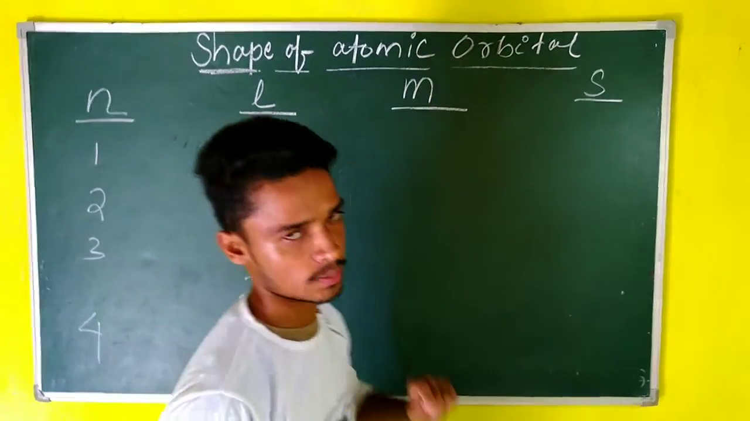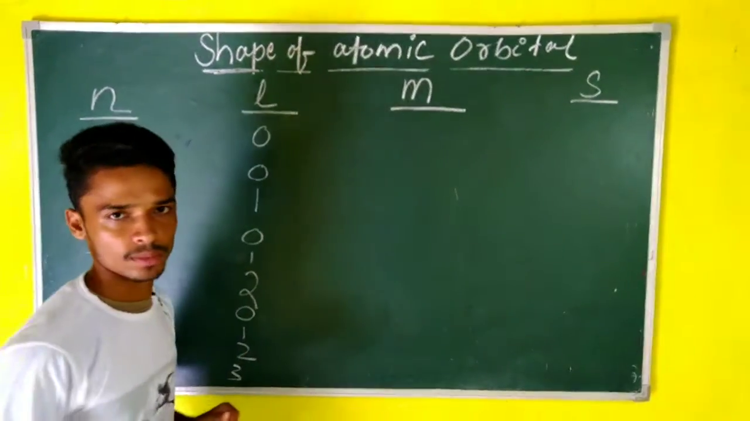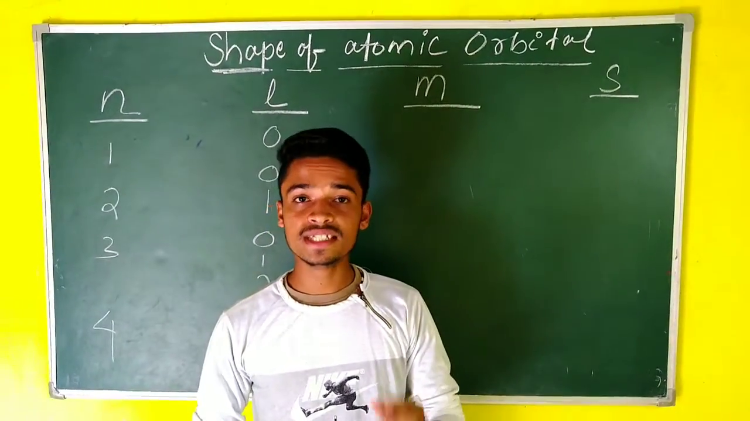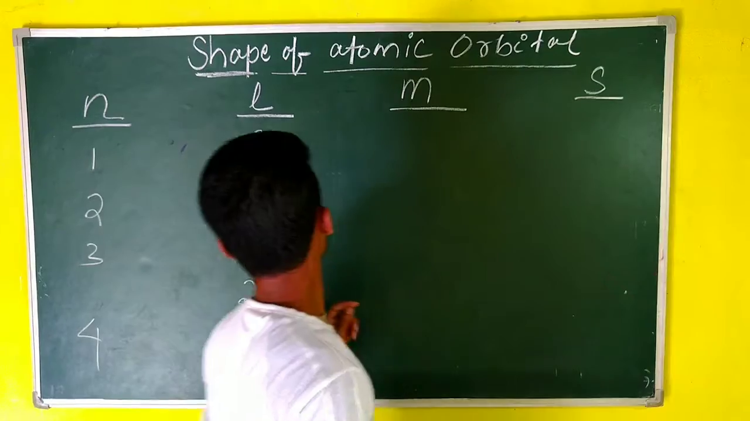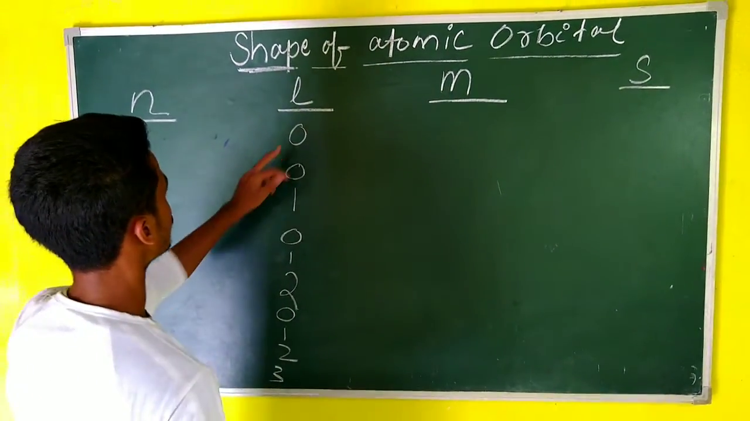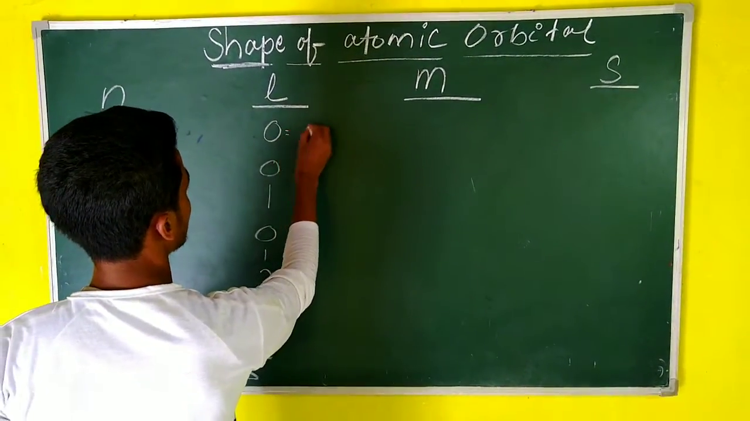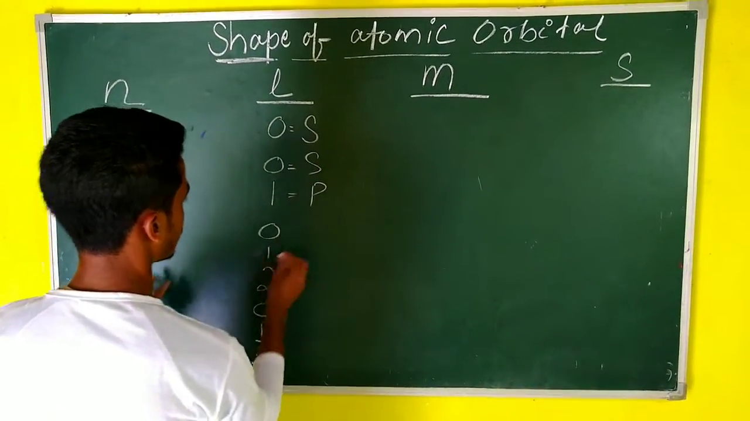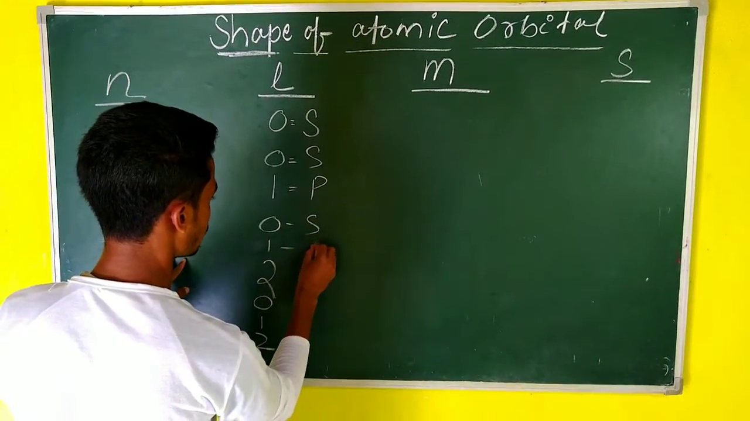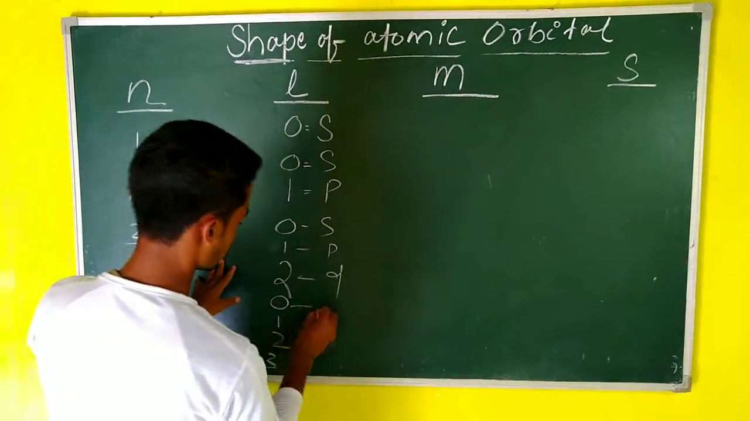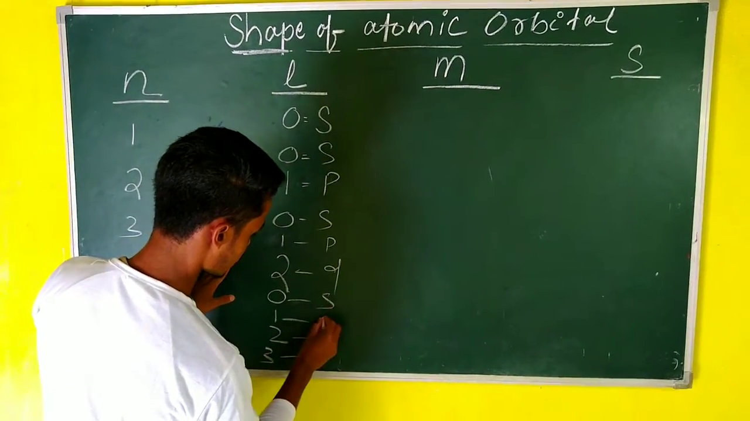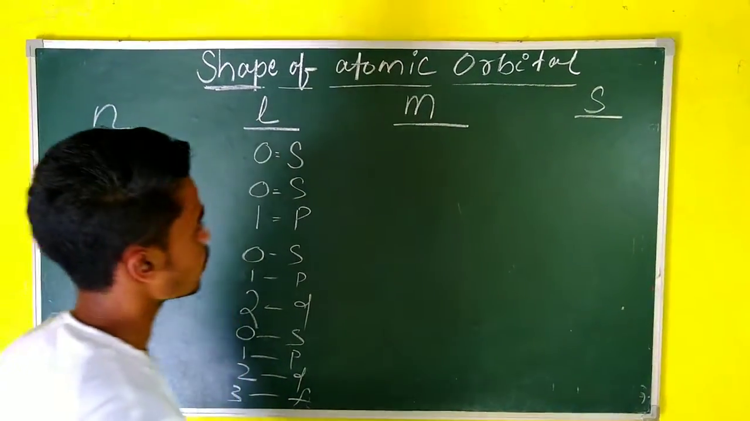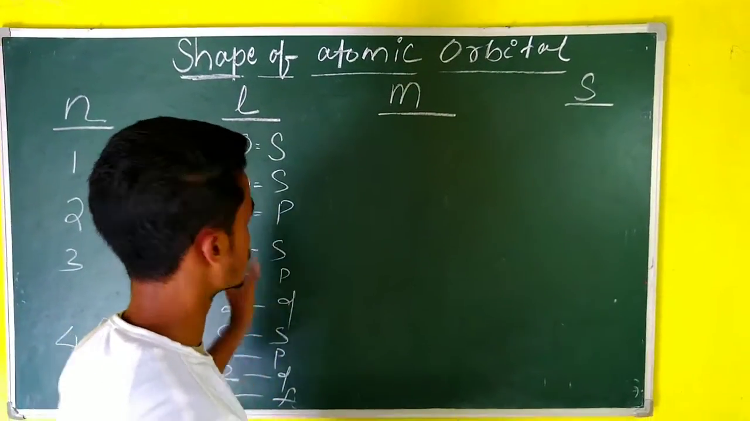Then comes the magnetic quantum number. What is the magnetic quantum number? Magnetic quantum number gives the proper orientations of each and every electron. Means, students, 0 for s subshell, 1 for p subshell, 2 for d, and 3 for f subshell. These are the azimuthal quantum number values of the s, p, d, f subshells.